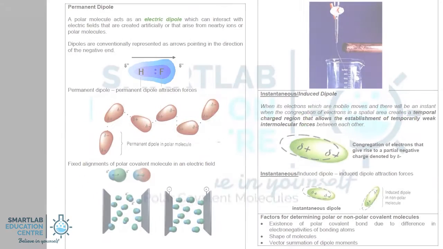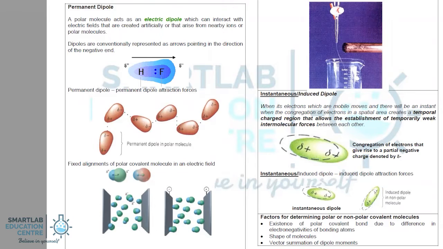Let's now take a look at the intermolecular force between polar covalent molecules. For example, the molecule HF is polar, since fluorine is way more electronegative than hydrogen, so the fluorine atom will be delta minus and hydrogen delta plus. Therefore, the intermolecular force between these molecules is termed permanent dipole to permanent dipole attraction forces, or in short, PDPD.